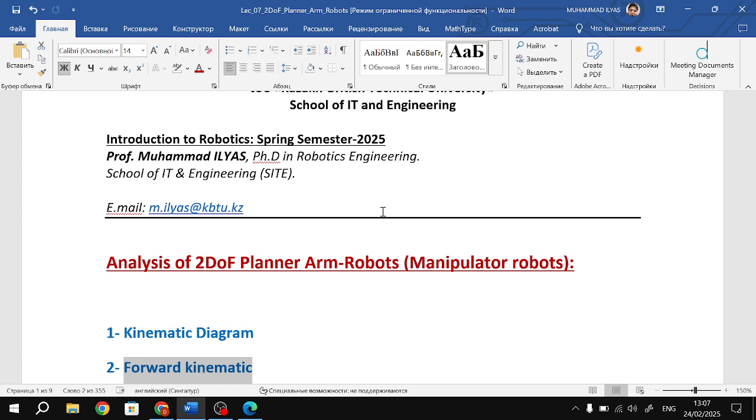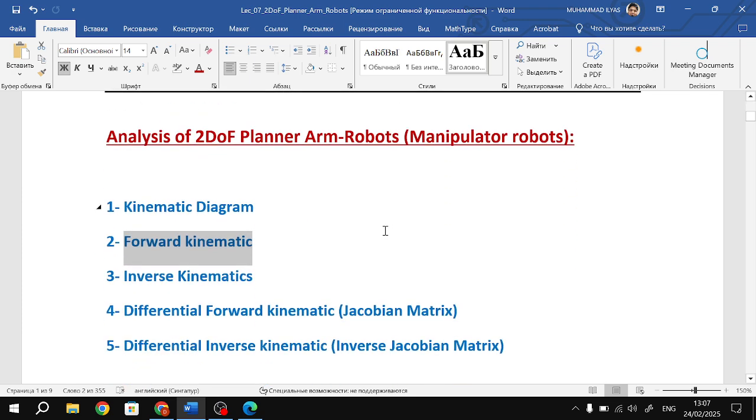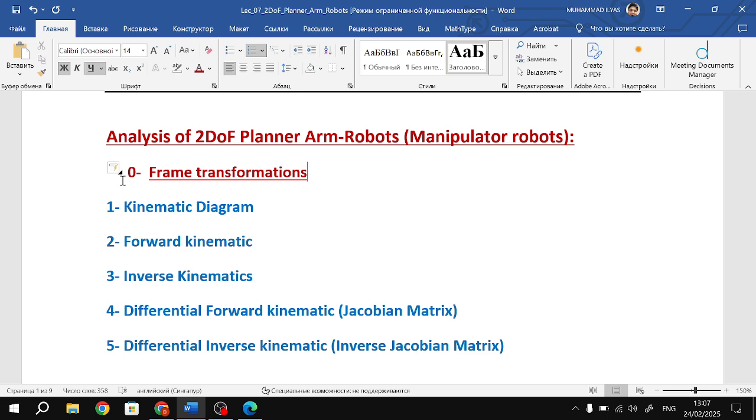It will help you in your exam, and it will help you understand all the concepts we have studied so far. If you remember, we started with the frame transformation, right? That was our introductory lectures on frame transformation. I think we spent 2 lectures on this, and that was very important to understand robotics.